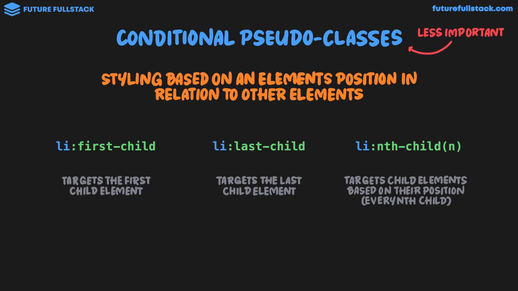Now, some common places you may see conditional pseudo-classes include on lists, like I've done here, or in tables, where you'd be targeting the tr element, the table row. For example, to get alternating colors for table rows, which helps with table readability. Let's jump into VS Code and play around with these conditional pseudo-classes.